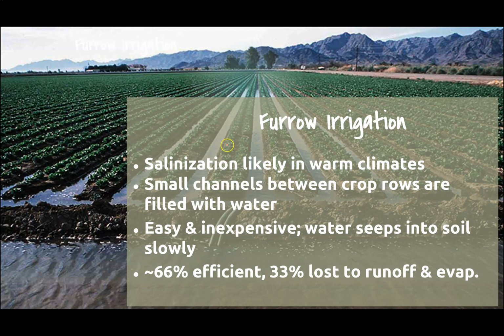Now this salinization means that, in essence, the ground becomes too salty, because even though it's fresh water, there are tiny bits of salt in there. And when the water evaporates in warm climates, over time, the salt will build up. So they have to be very careful about that. It's reasonably efficient at 66% efficiency, but there is a fair amount, 33%, lost to runoff, which is the water that does not sink in, and any water that evaporates, especially where it's warm.